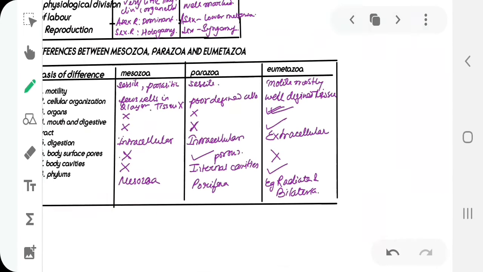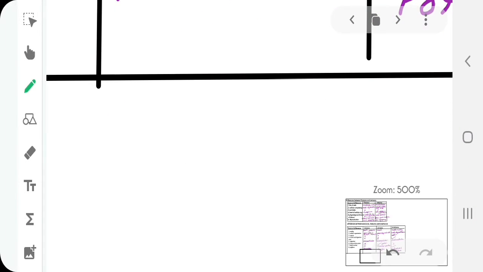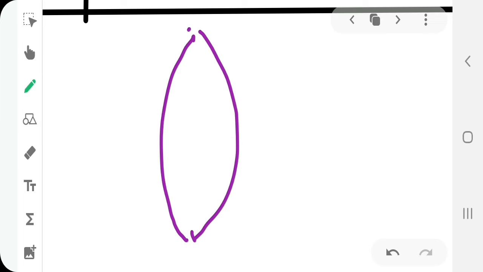So this is the overall division of Metazoa. If I just talk a little about Mesozoa, because Parazoa and Eumetazoa we are going to be talking about in detail, they have somewhat this kind of structure.